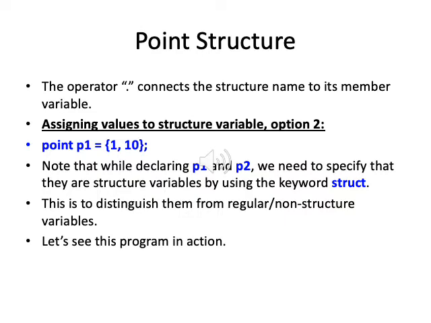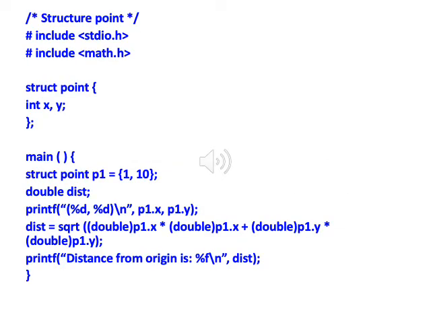So now let us see this short program in action, or let us examine the code. Okay, so this is our first structure program. As you can see, we are including two different header files. One is standard input output, which we have been using all along, and the other one is the math.h header file. This will be needed for the square root function, which we'll be using later in the program.